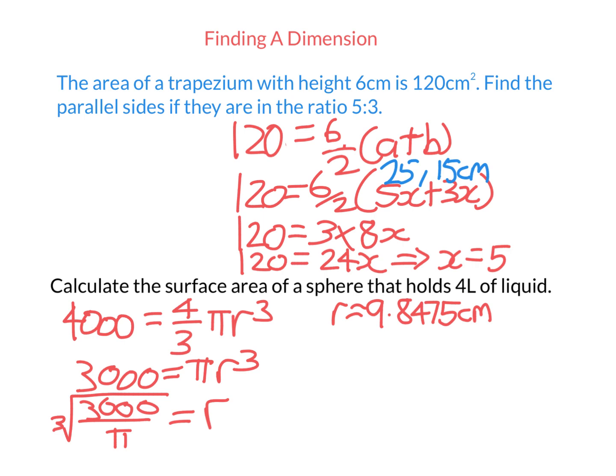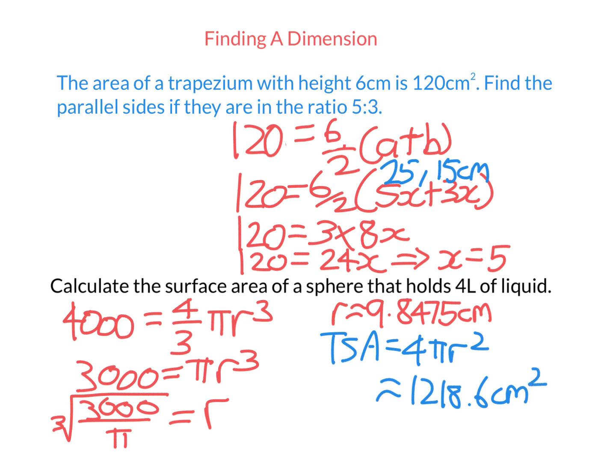But the thing is, I now need to find the surface area. So the total surface area of a sphere is just 4 pi r squared. So I've got to use this value here for r. But rather than rounding it so that my answer will be inaccurate, I'm going to type in my calculator 4 pi answer squared. This is the last answer on my calculator, so I recall it. I just go 4 pi answer squared, and that will give me the total surface area. And so to one decimal place, I get about 1218.6 centimetres squared.